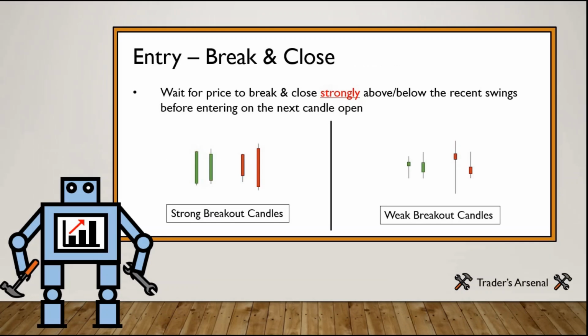Let's first look at the break and close entry method. For this method, you should wait for the price to break and close strongly above or below the latest swing before entering on the next candle open. To determine if a breakout is strong, look for large bullish or bearish candles. For example, if you are trading an ascending triangle, the breakout candle should be a large bullish candle looking like this. If the breakout candle has a small body or long wicks relative to the candle body size, avoid the trade.